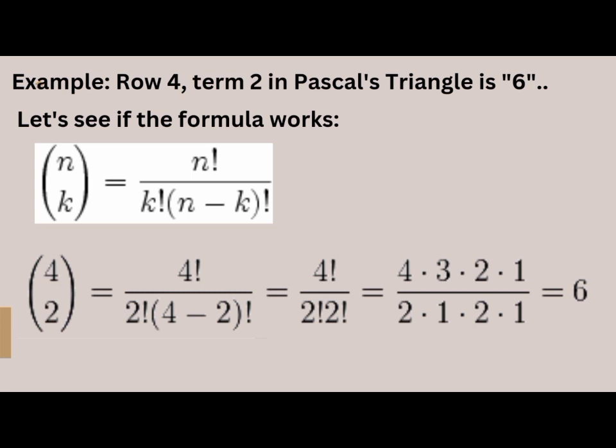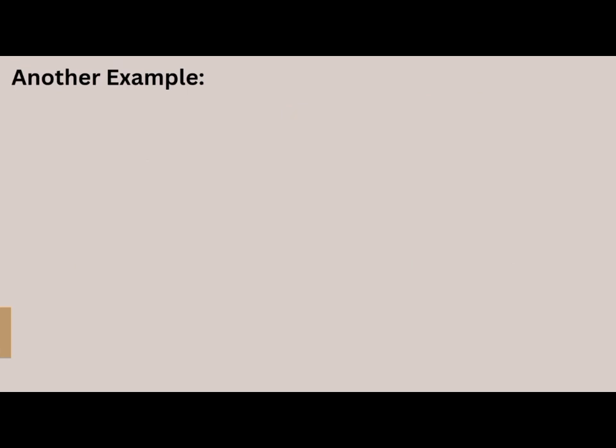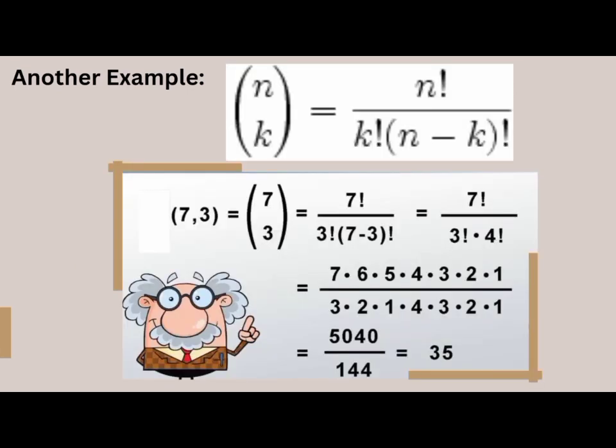And 4 times 3 times 2 times 1 is equal to 24. 2 times 1 times 2 times 1 is equal to 4. So 24 divided by 4 is equal to 6. Let's have another example, which is 7 choose 3.